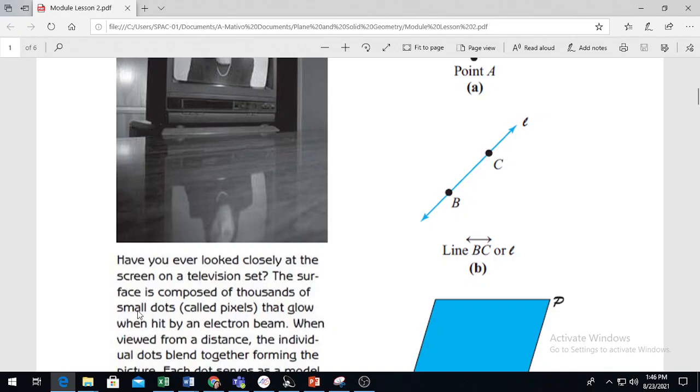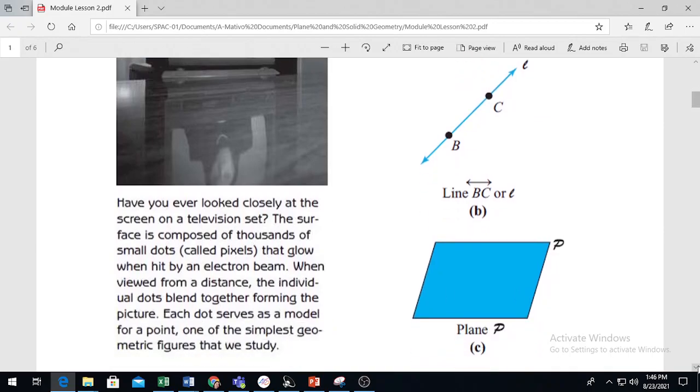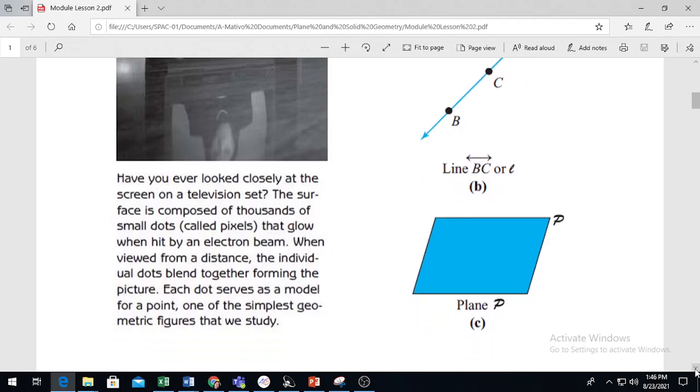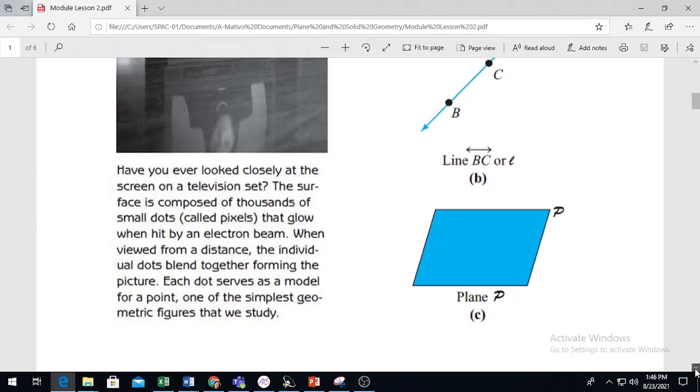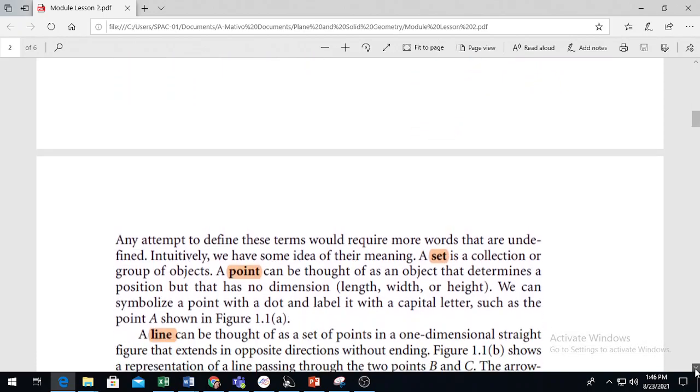Can you imagine cross-stitching? That's the concept of pixel. They are just squares. Then you put a color in this square, another color in that square. But when you finish the whole pattern, you can see that it creates a figure. So that's the concept of pixel. When viewed from a distance, the individual dots blend together, forming the picture. Each dot serves as a model for a point, one of the simplest geometric figures that we study. So a point is the simplest geometric figure.